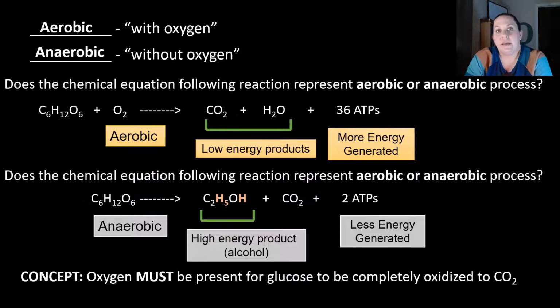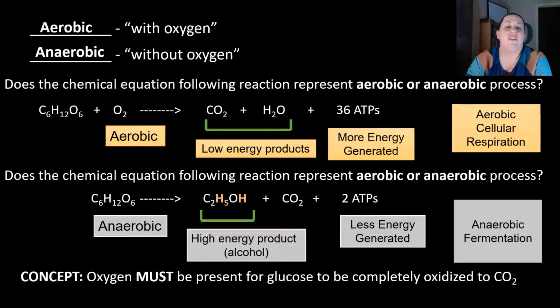So another concept here is oxygen must be present for glucose to be completely oxidized into CO2. Okay, so oxygen has to be present in order for us to completely break down that sugar, that glucose, into carbon dioxide. So the first process up here where we have the oxygen present is known as aerobic cellular respiration, whereas the second equation is known as anaerobic fermentation.